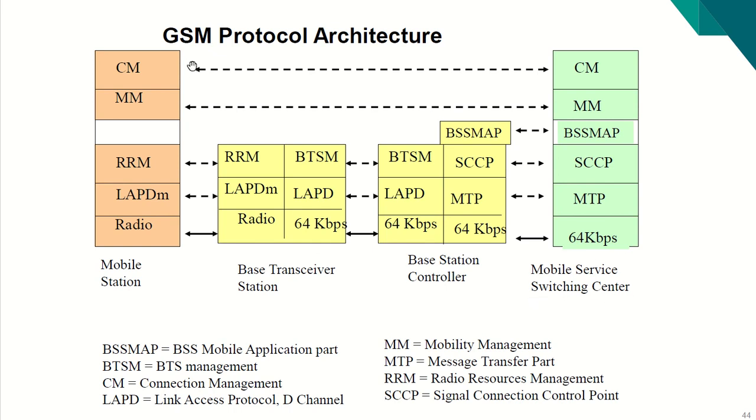So each link, CM connects with CM, MM connects with MM, and then they have to connect by the same protocol. Therefore, they have the same specific definitions. So you see link between switching center, controller, base station, and mobile station, and each protocol stack connects with their corresponding protocol stack here and also here.